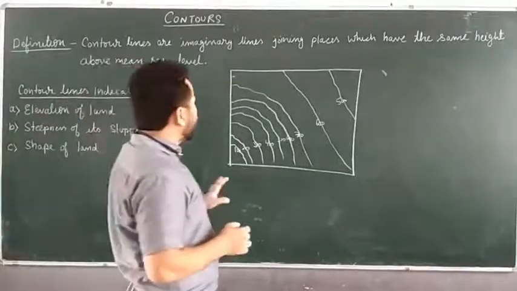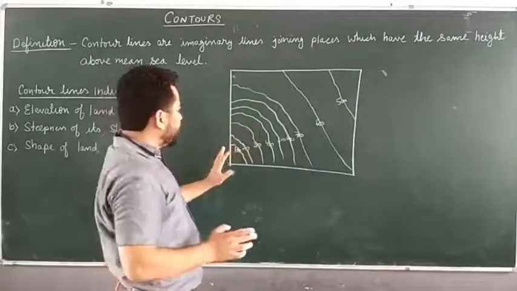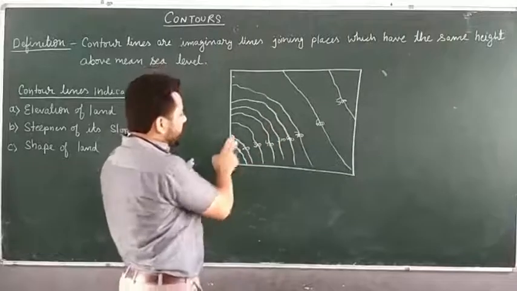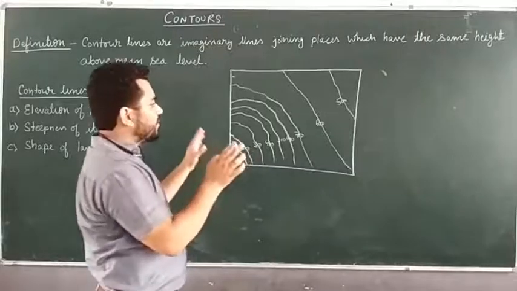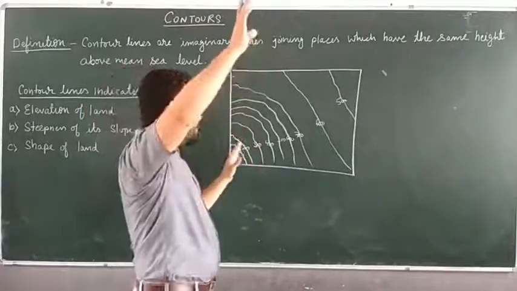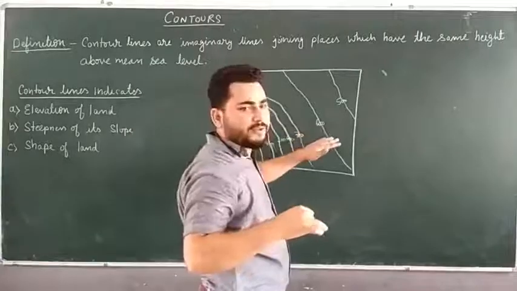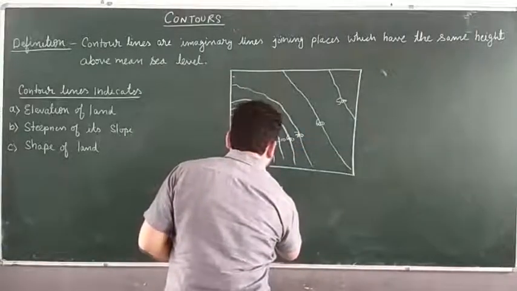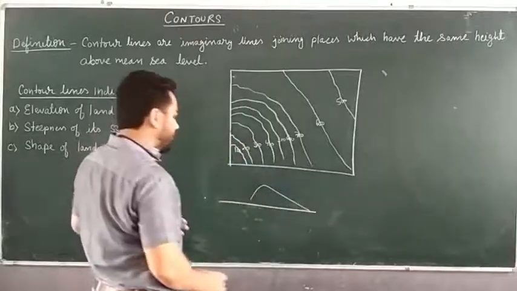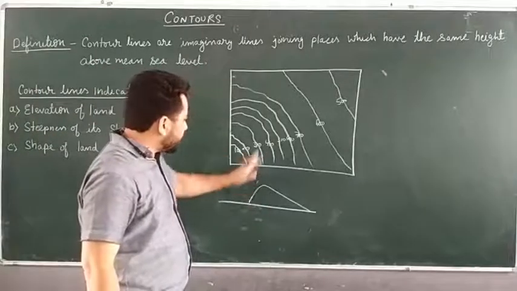Clear? Now the shape of land: as you can see, these lines are circular, right? When you look at the lines, you will find that it is like a conical hill. We are moving this way from here, and these circular lines give us an impression of something circular in shape whose height increases in a very steep manner from this side, and in a very gentle manner from this side. It will be like this. This will be the configuration of this line. Here it is showing that this portion has a steep slope.